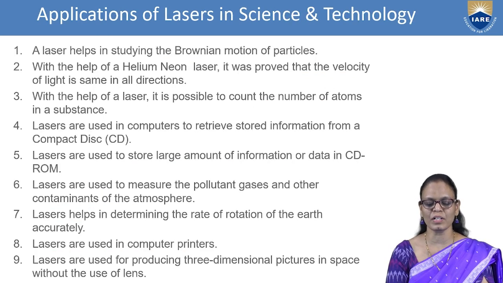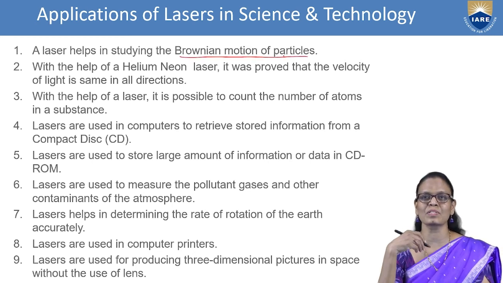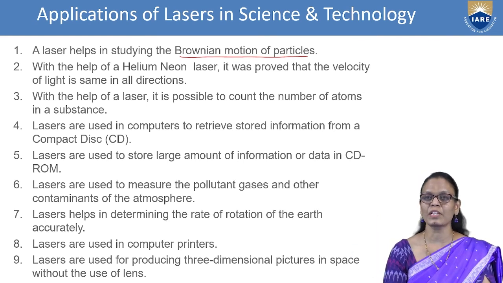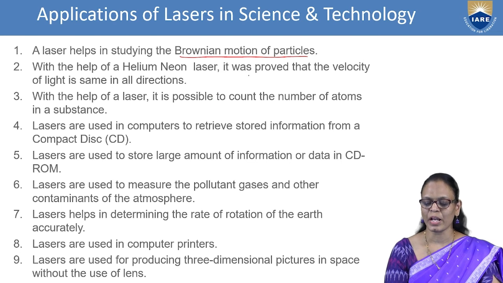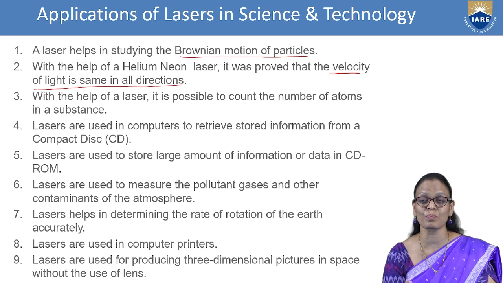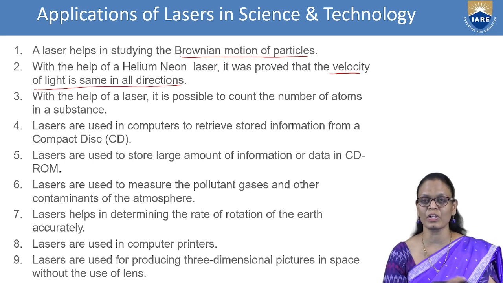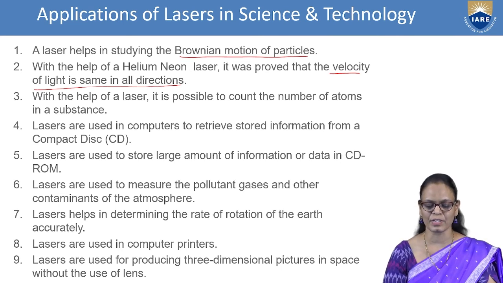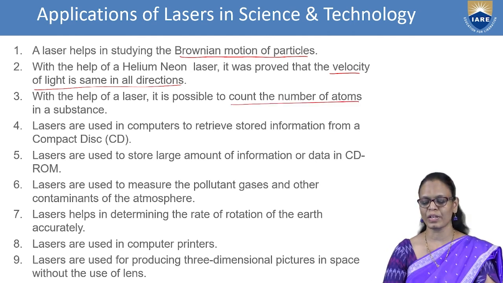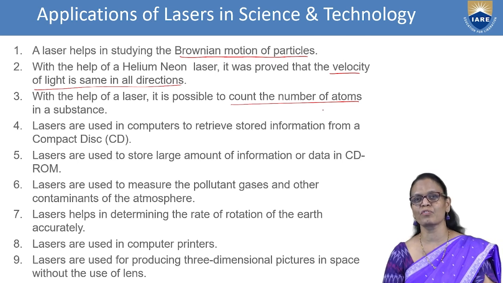And in science and technology, we are seeing it helps in studying Brownian motion of particles, when we have to see the movement of particles inside a structure. Then with the help of helium neon laser, it was proved that the velocity of light is the same in all directions. We all know that there's nothing more than the velocity of light, and it is the same in all directions. And with the help of laser, we can count the number of atoms. We have seen the example in case of an isotope. We are able to count the number of atoms.